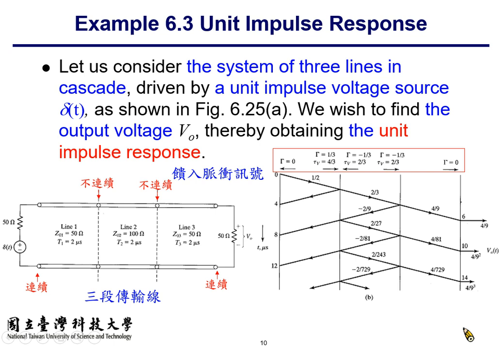So the transmission line circuit is driven by an impulse signal source, which provides a unit impulse voltage. So it provides a 1 volt signal at t equal to 0 at this very time instant only. So it's just pop, okay? At t equal to 0, it provides a 1 volt signal. So this 1 volt impulse signal will propagate along the transmission line.